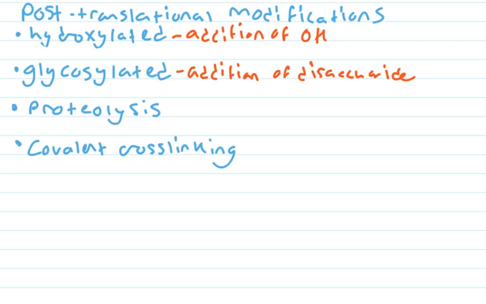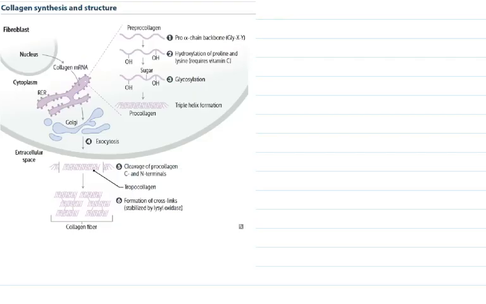Now that we've talked about the different attributes of collagen and the properties that it has, let's go ahead and take a look at the actual synthesis pathway. Synthesis of collagen takes place in a specialized cell type called fibroblasts. So let's talk more about how it's synthesized. To set up the scenery, we have the nucleus here.